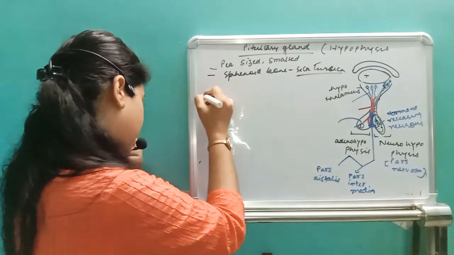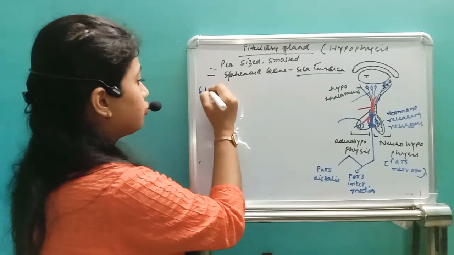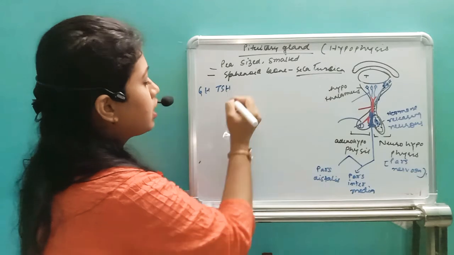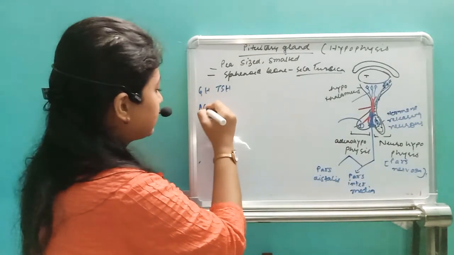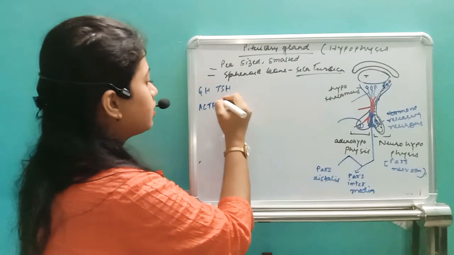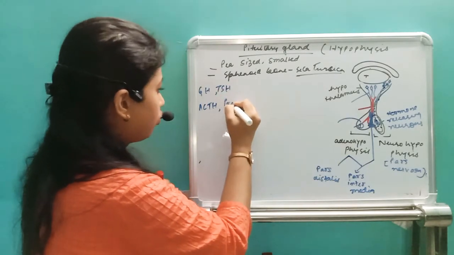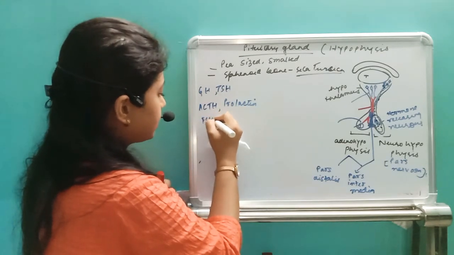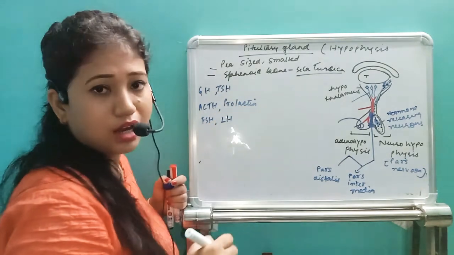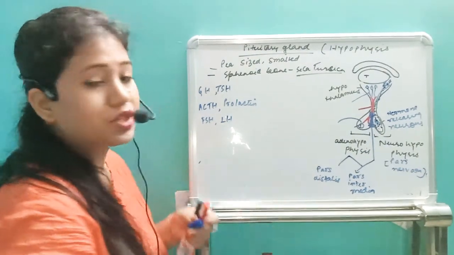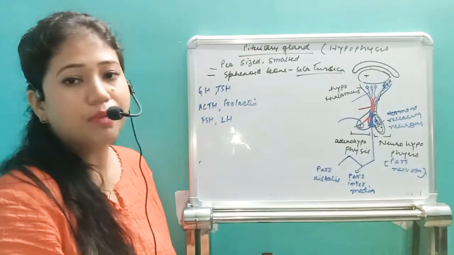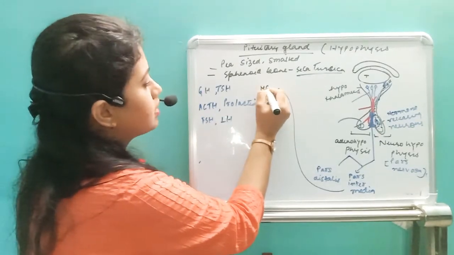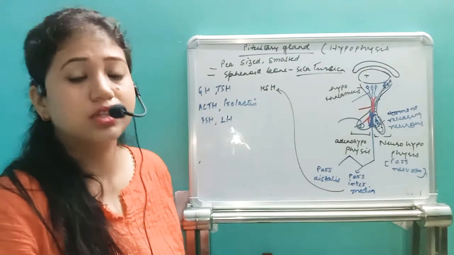What are they? The pars distalis releases growth hormone, then TSH, thyroid stimulating hormone. It releases ACTH, adrenocorticotrophic hormone. It releases the hormone prolactin. Okay, next one, it releases the hormone FSH, then LH. So these are the hormones secreted by the pars distalis. Okay, next one, pars intermedia. So this pars intermedia releases one hormone only, that is MSH, melanocyte stimulating hormone.